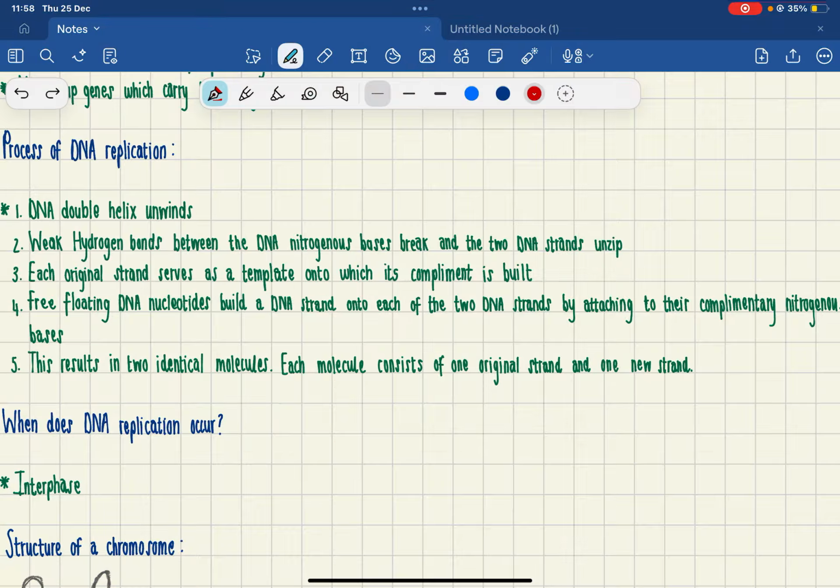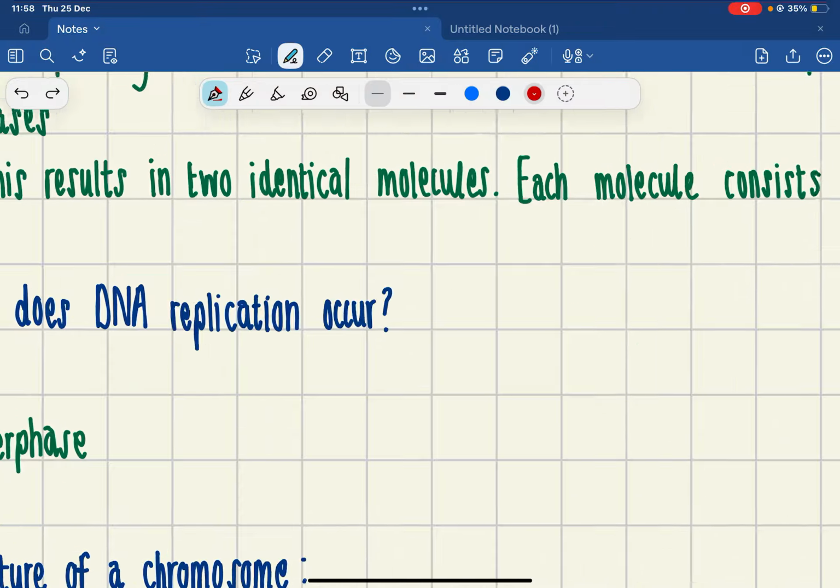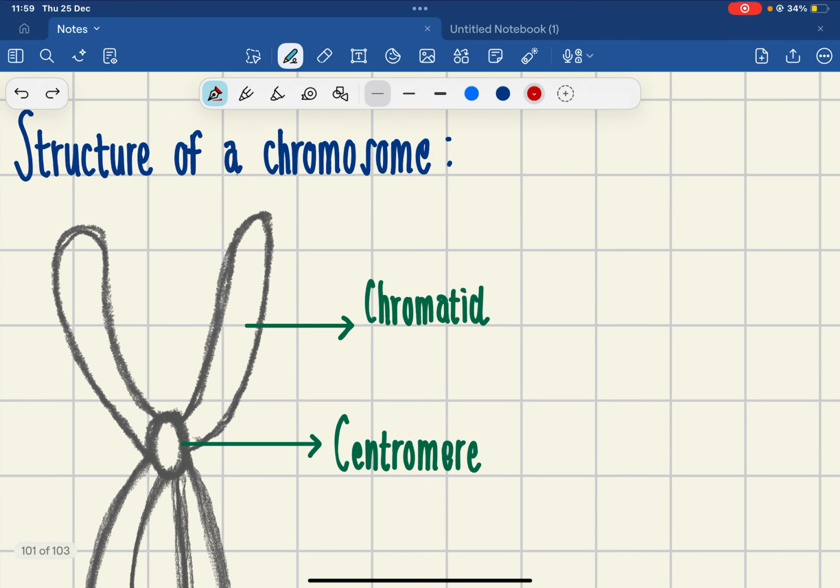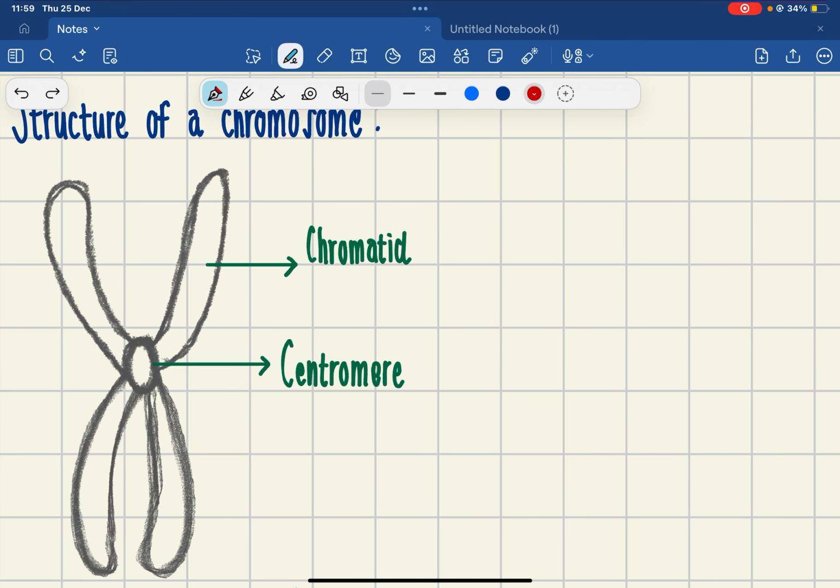Now, when does this take place? This is a question that most people tend to get wrong. DNA replication takes place during interphase. And where does it take place? It takes place in the nucleus. When? In interphase, before everything. So when does it take place? Interphase. Where? Nucleus. Alright.